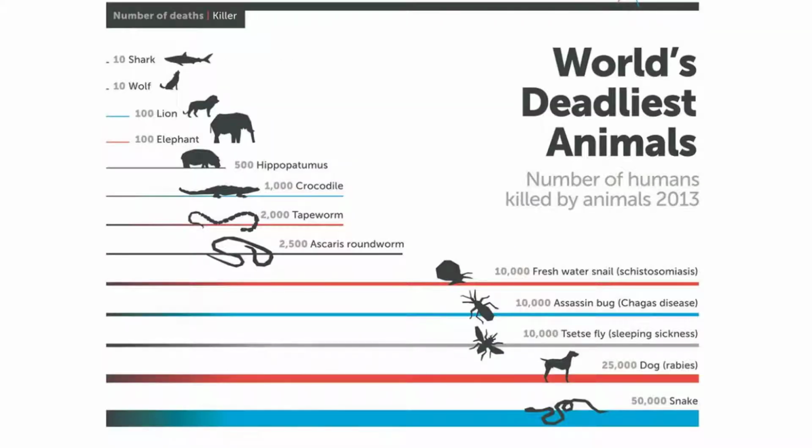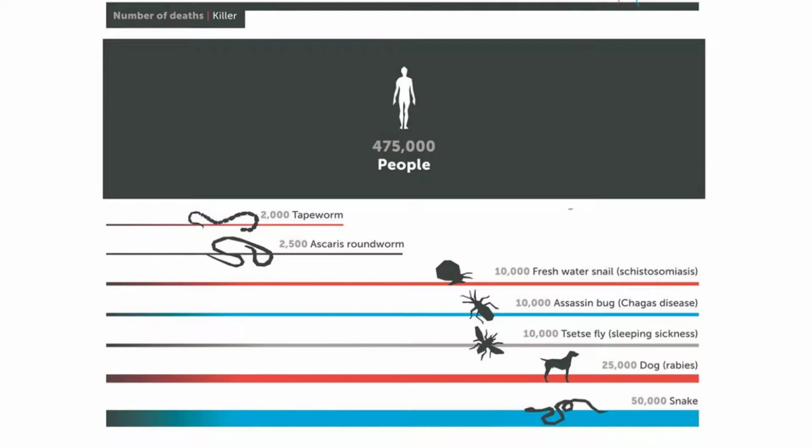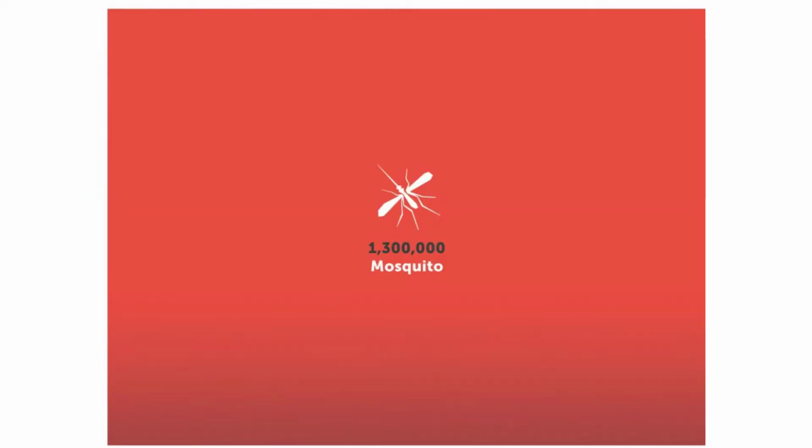When you look at the world's deadliest animal, I found this graphic from 2013. In 2013, 10 people were killed by sharks, 1,000 people by crocodiles, 2,000 by the lowly tapeworm, 2,000 by the roundworm, and schistosomiasis, which is another worm-based parasite, 10,000. Snakes, 50,000. Humans, 475,000, evidently. And the mosquito, 1,300,000. Imagine that.